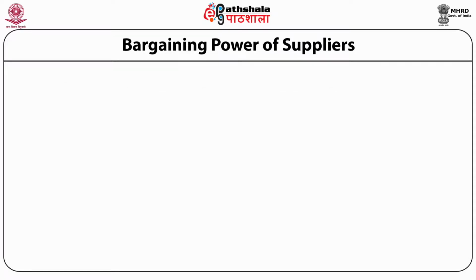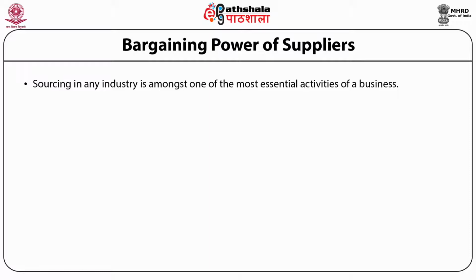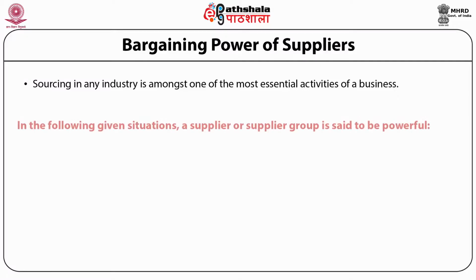Bargaining power of suppliers. Sourcing in any industry is among the most essential activities of a business. Organizations have a large dependence on the suppliers, and the latter have the ability to influence their profitability. The suppliers' decisions on prices, quality of products and services, and payment and delivery terms are the various factors that influence buyers' profit potential and in turn determine the profit trends of an industry. Therefore, in the following given situations, a supplier or supplier group is said to be powerful.